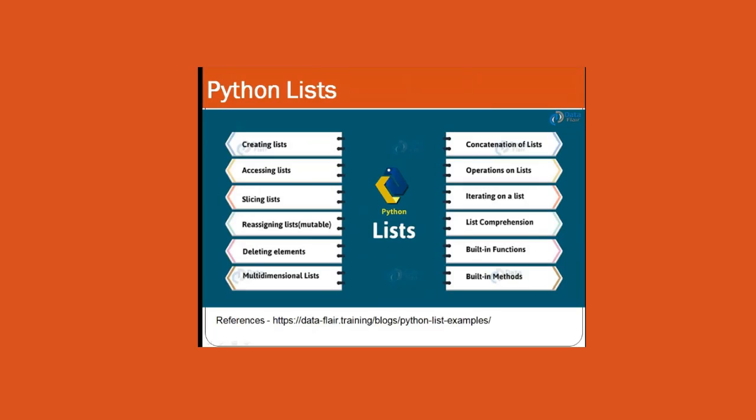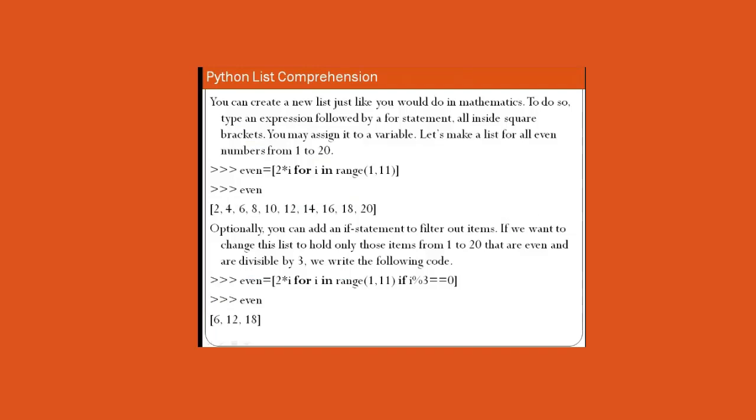Then you are moving towards list comprehension. So you can create a new list just like you would in mathematics. To do so, type an expression followed by a for statement, all inside square brackets. Just have a look at this example. This is the list that you want to create, and what you want to create is all the even numbers.